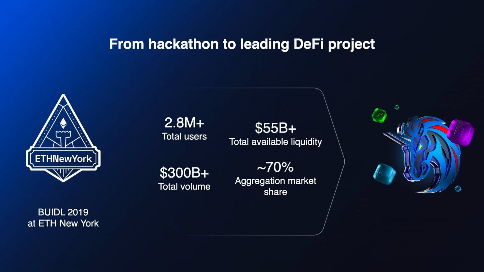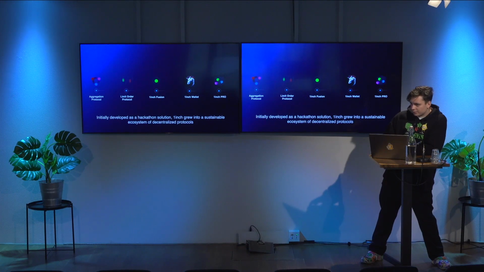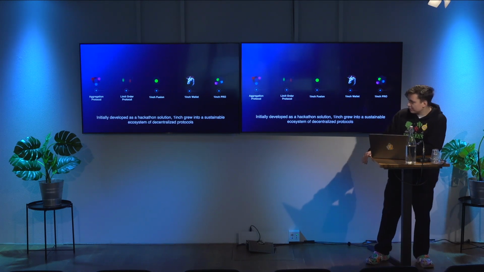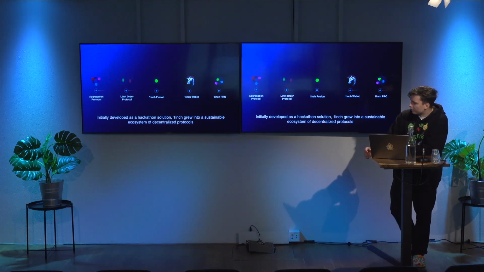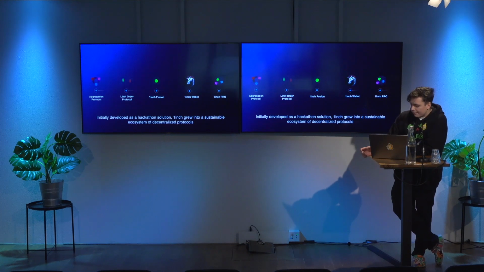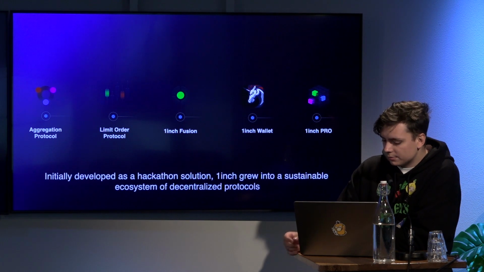For these years, we built multiple protocols. Right now, it's not only an aggregation protocol, it's a list of protocols. It's also the limit order protocol, and Anton recently gave a talk about the limit order protocol almost 2 hours ago on the main stage. We also have the 1inch Fusion protocol. We have a 1inch wallet, a non-custodial wallet for multiple platforms like Android and Apple. And we have 1inch Pro as a product for institutionals.